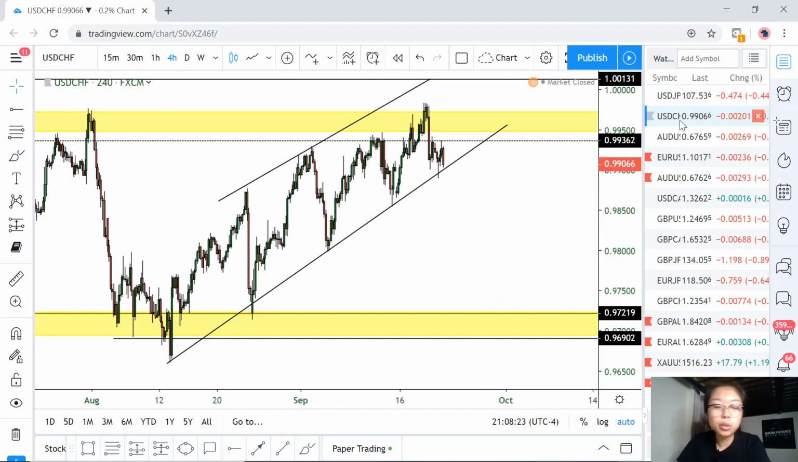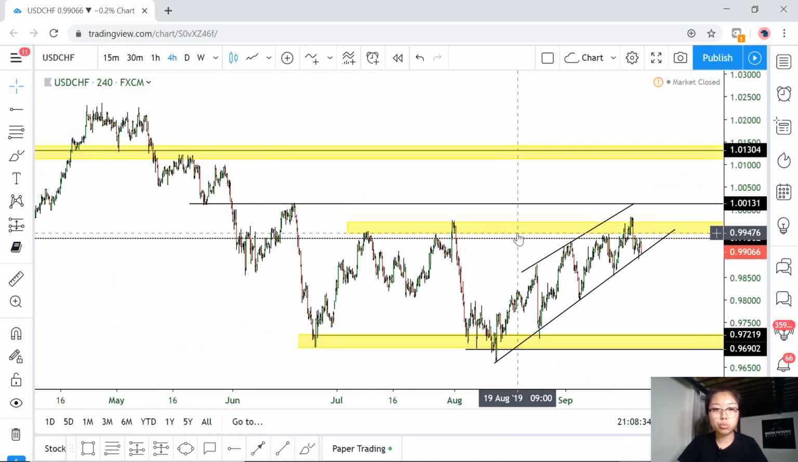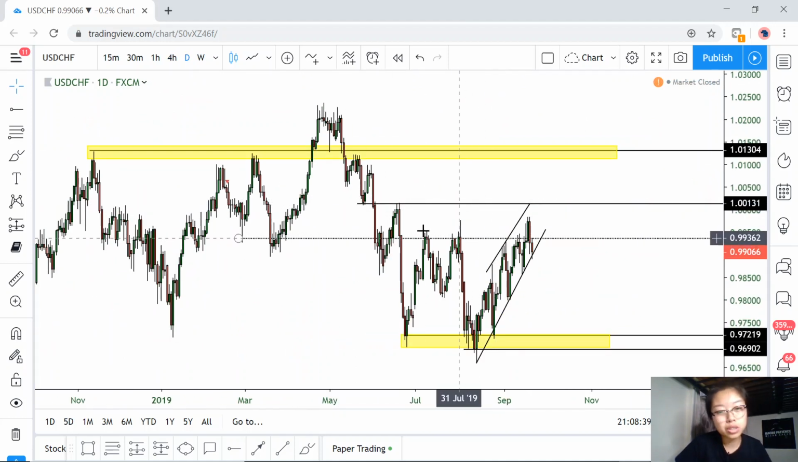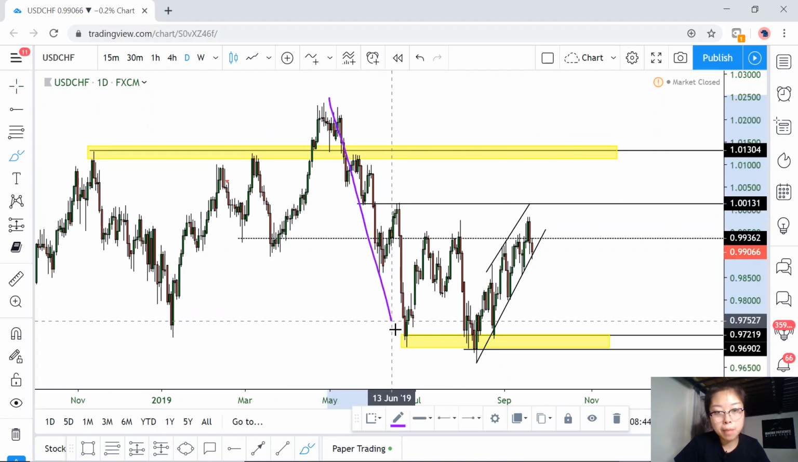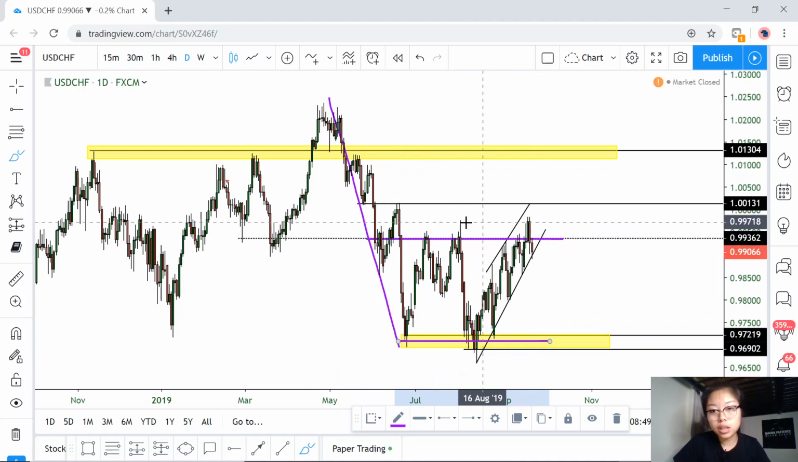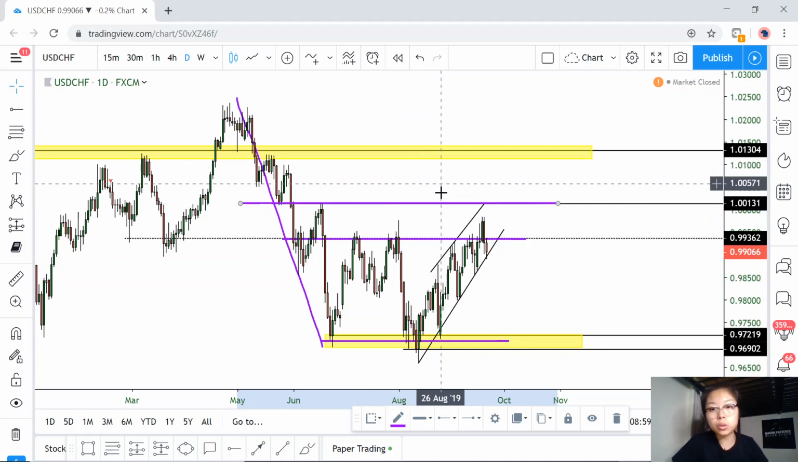Next one, I'm gonna start doing the mains first, the major pairs, and then head over to my crosses. So USDCHF. USDCHF analysis from last week still stands. We're still in consolidation. This right here was a bearish move. We're in a consolidation phase, and I'm looking for this level to hold. Still the same as last week, the 1.00 level to hold.